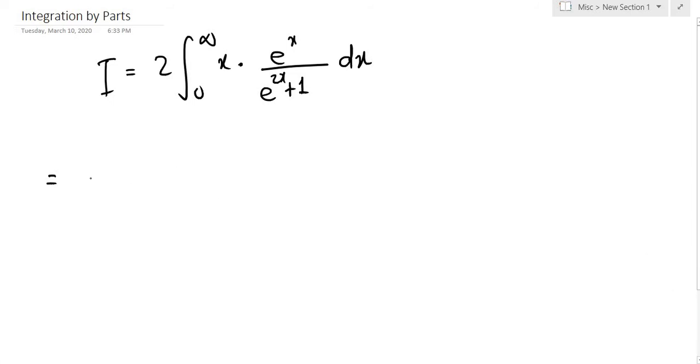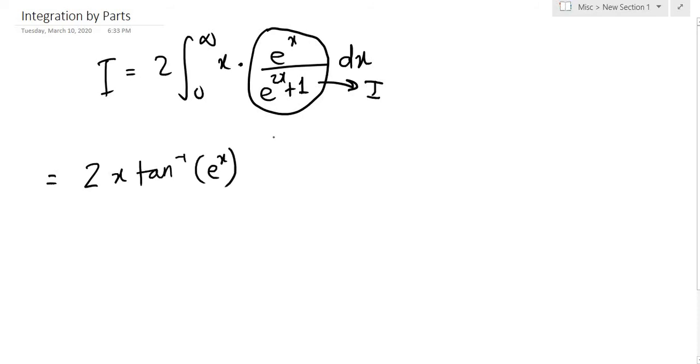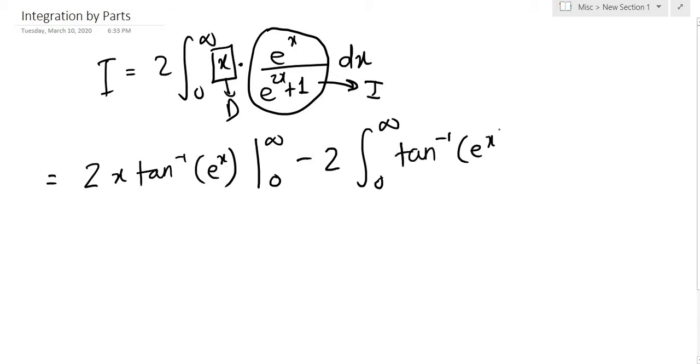So finally, what's the antiderivative of this term? Because we needed to integrate that, right? So keeping x as it is, the antiderivative, if you remember correctly, is x times the inverse tangent of e raised to x evaluated from infinity to 0, minus 2 times the integral from 0 to infinity. Now we differentiate this x term, we get 1, times the antiderivative of this term, the inverse tangent of e raised to x, dx.